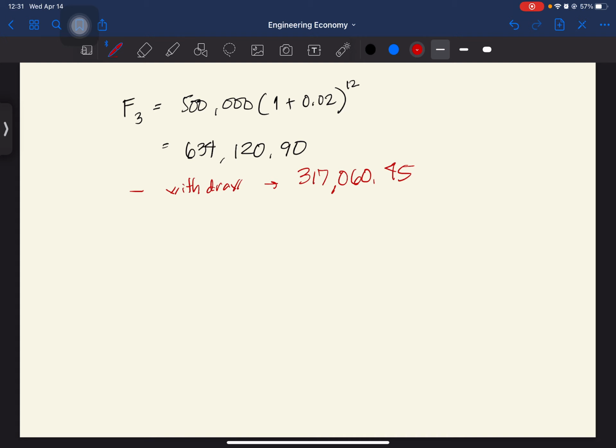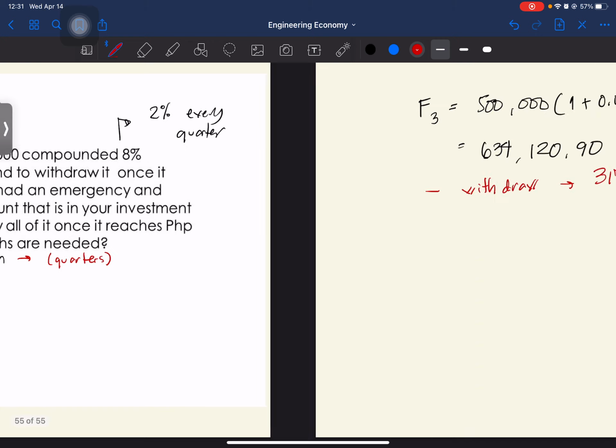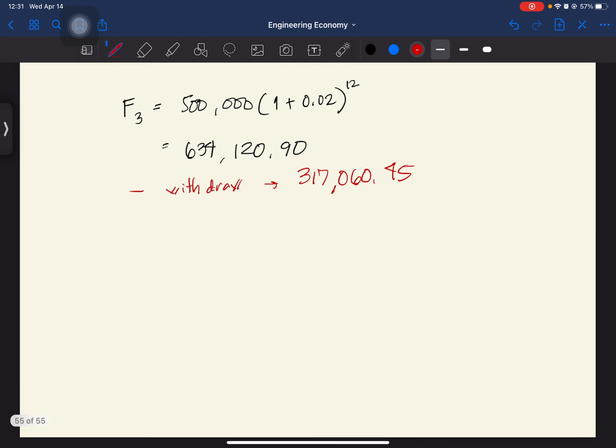Okay? Hinugot mo yung kalahati, natira yung kalahati. Ang gagawin mo ay palalaguin mo siya ulit hanggang sa makarating siya ulit ng 1,000,000. Kasi yun sabi, if you stick to your plan na withdrawin mo siya kapag umabot na siya ng 1,000,000, ilang buwan pa ulit siya aantayin mo.